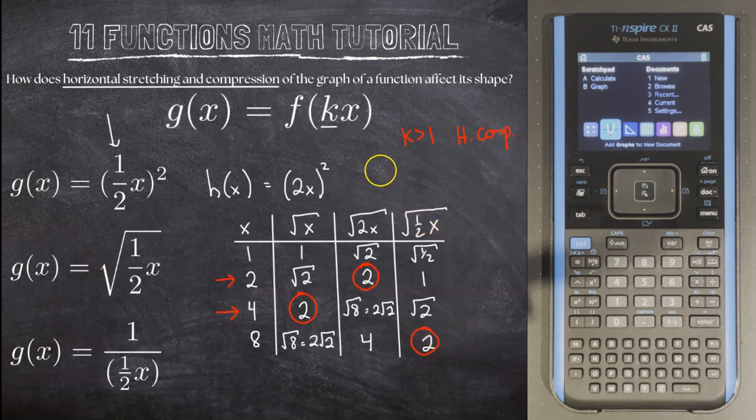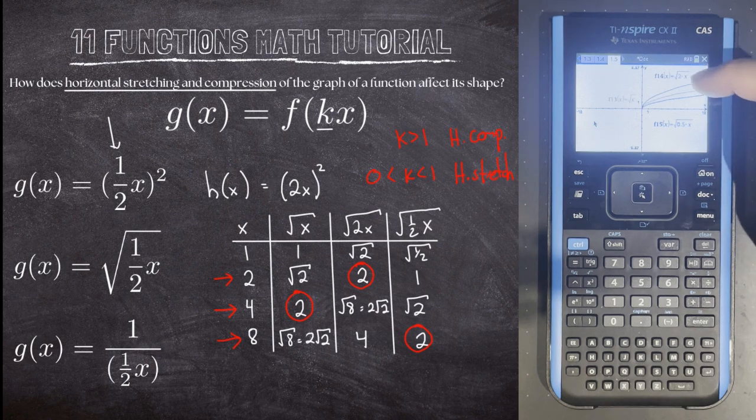And when we put a value of k that's between 0 and 1, we see that that 2 occurs all the way over when x is 8. So now we are stretching it horizontally. So this will be a horizontal stretch. Let's confirm this now on our calculator.